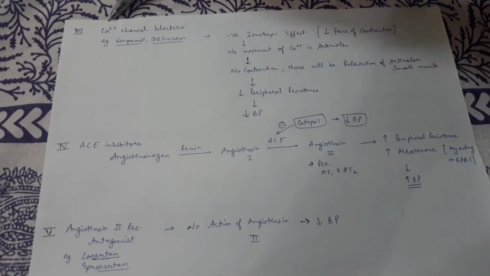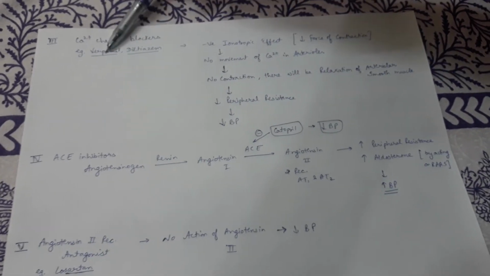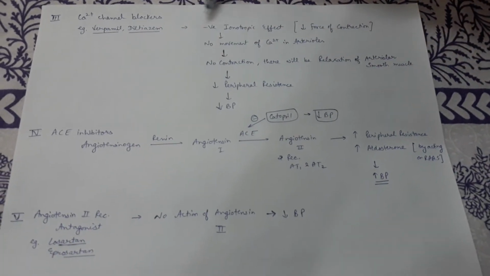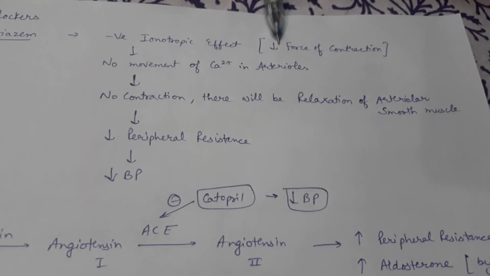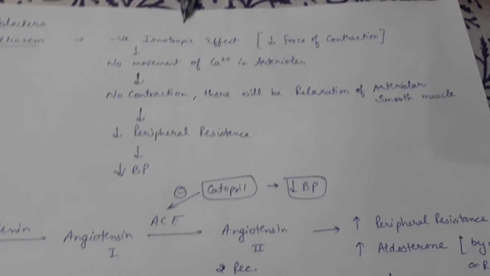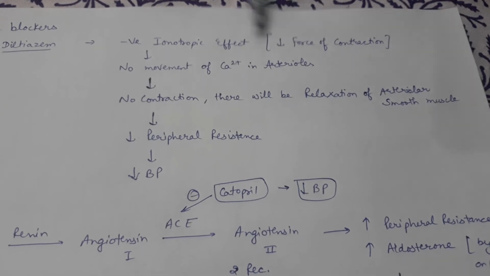Now the third major class of antihypertensive drugs is calcium channel blockers. Important examples are verapamil and diltiazem. So how does it act? It has negative inotropic effects. What does negative inotropic mean? Inotropic means the force of contraction of the heart is increased, so a negative action will inhibit the force of contraction, meaning it decreases the force of contraction.